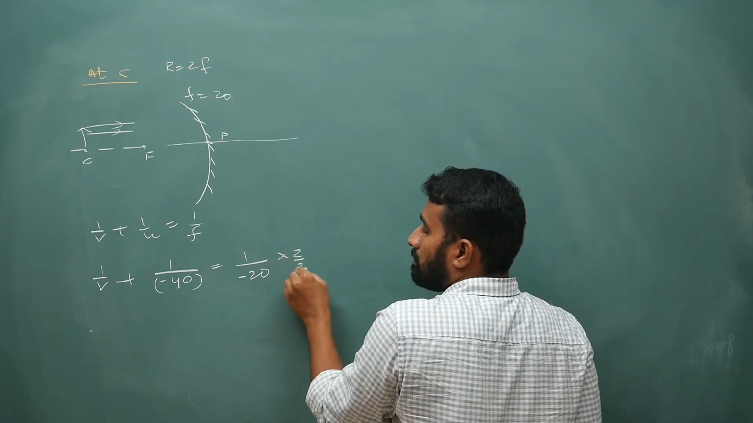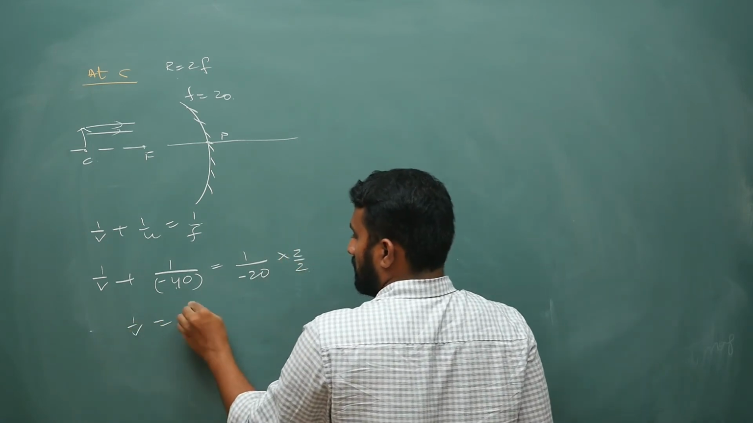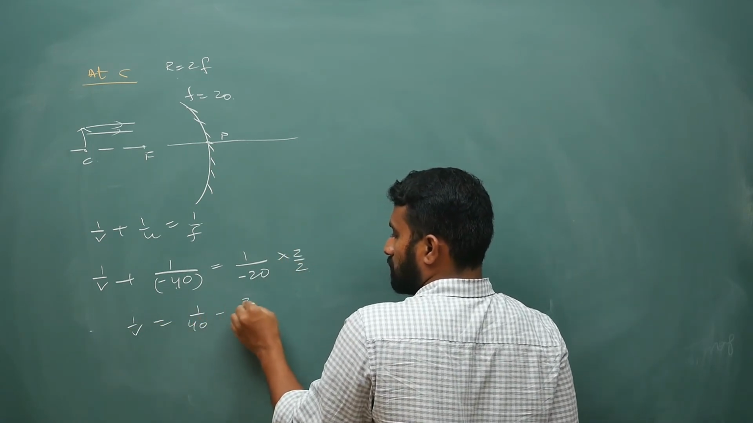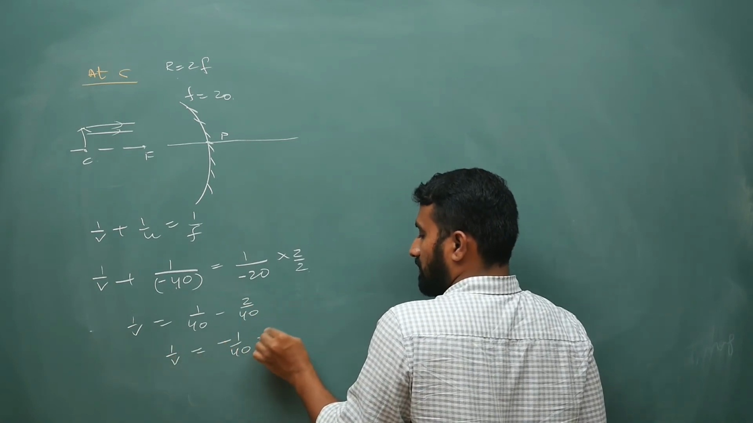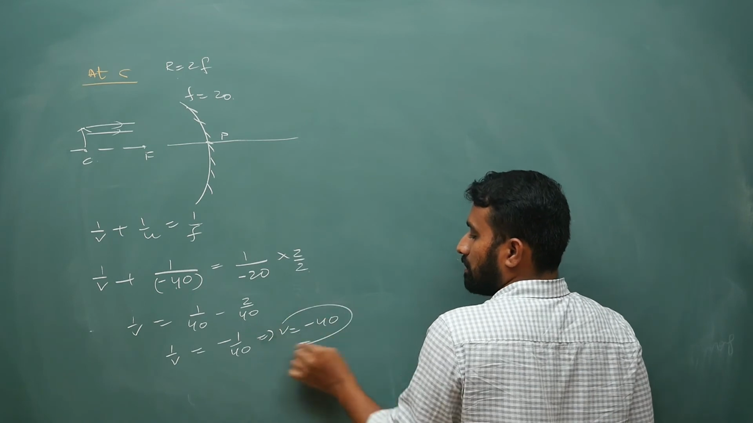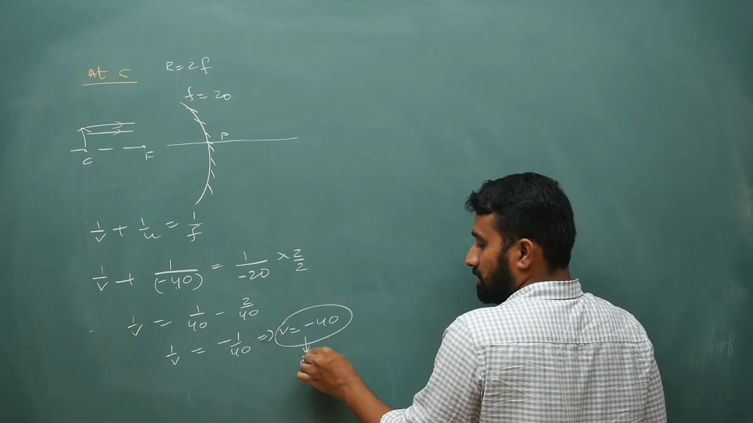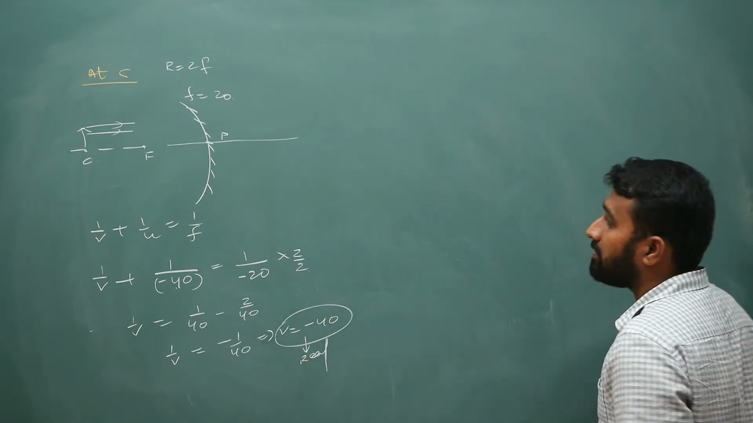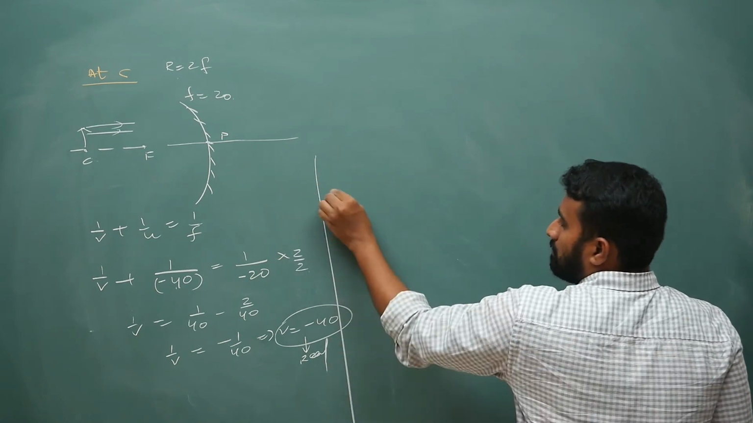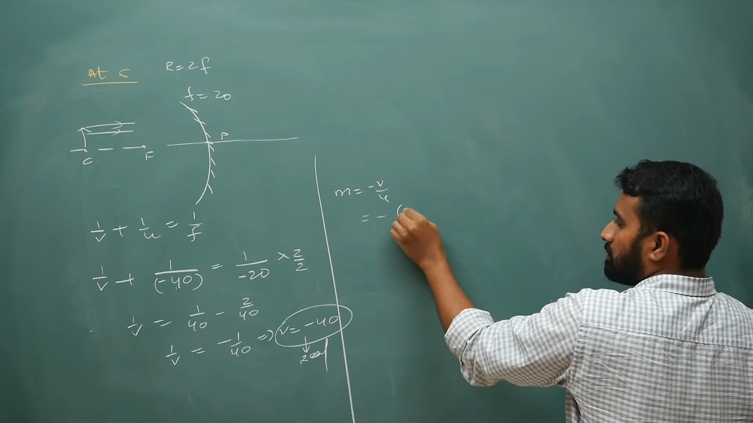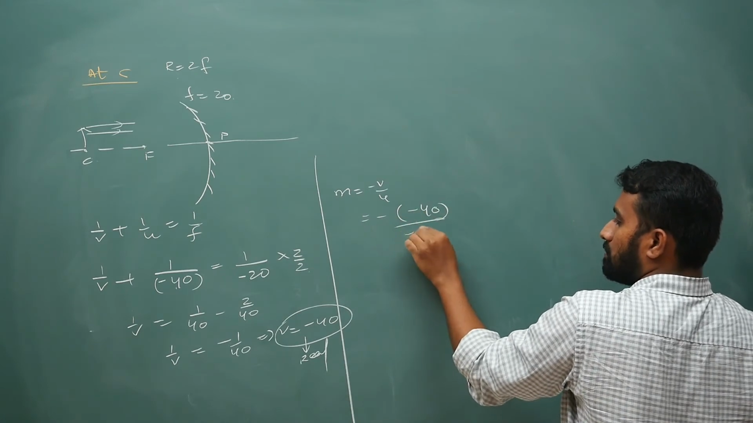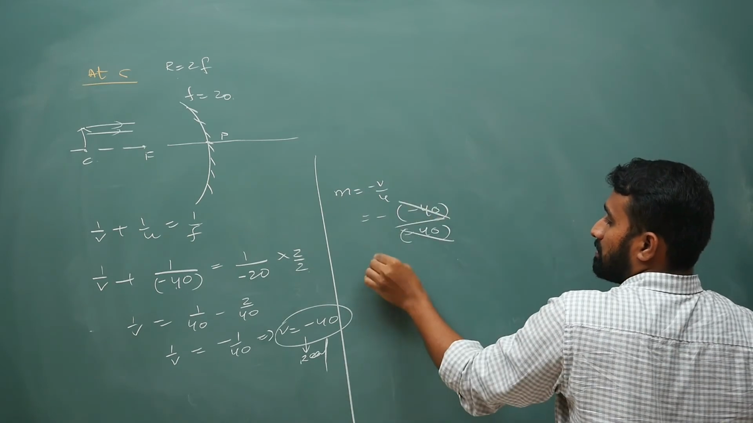So multiplying by 2 by 2, 1 by V is 1 by 40 minus 2 by 40. 1 by V is minus 1 by 40. So V is equal to minus 40. Minus 40 indicates that it is a real image. Negative indicates that it is real. Magnification M is minus V by U. Minus of V, what is V? Minus 40. What is U? Minus 40. Minus minus will go off.